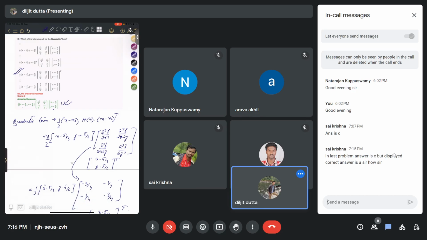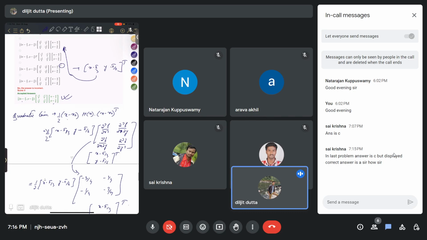Sorry, the answer is not C. The answer can't be C because in C you can see the transpose option here, right? If you write this transpose, it should be in this format. It will be like (x minus pi by 3, y minus pi by 6) whole transpose. If you write this as a transpose, then only it comes in this format. So the correct answer is A.